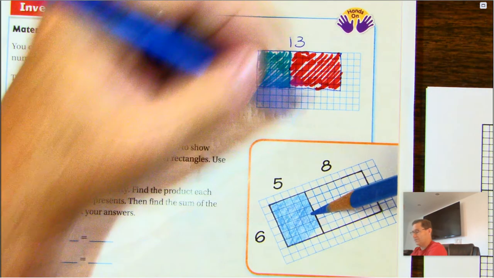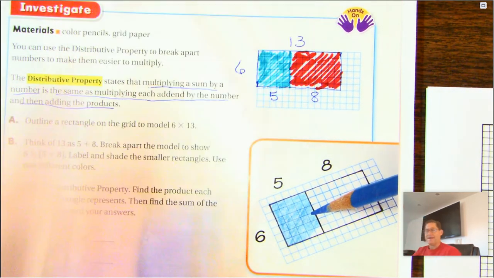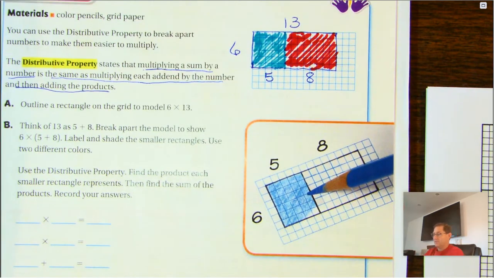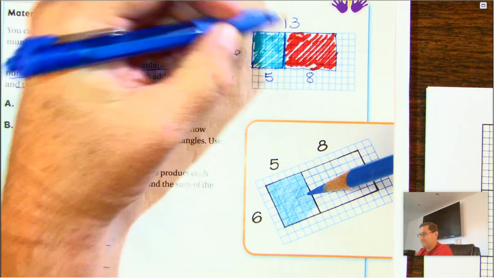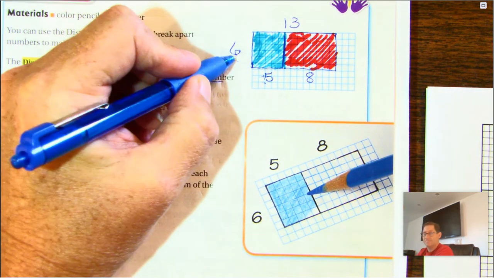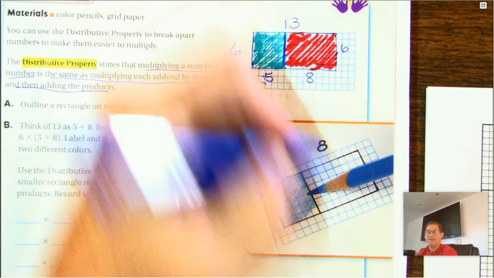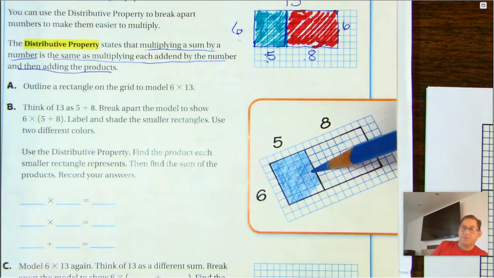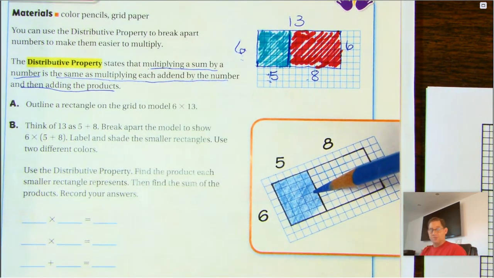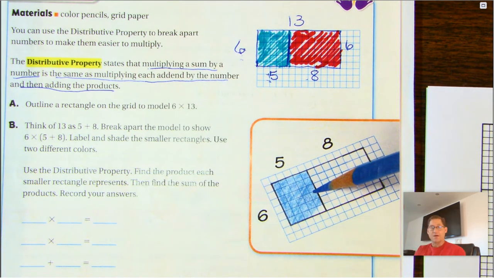So what did we do? We took the 13 and broke it into 5 plus 8. Okay, so the whole thing, remember, is 13. This little section here would be a 6 times 5. This part here would be 6 times 8. So we've taken this long, big rectangle and split it into 2 rectangles. So now we're going to use the distributive property, and we're going to find the product of each of the smaller rectangles. And then we're going to find the sum of the products.